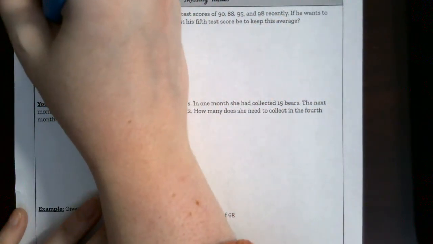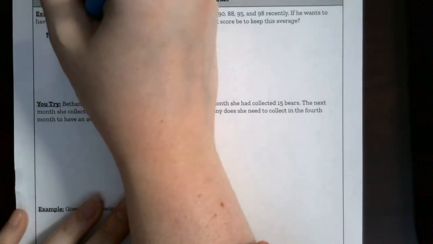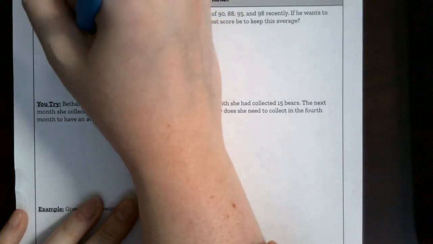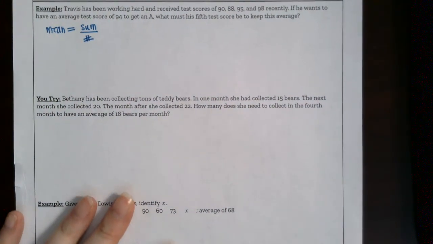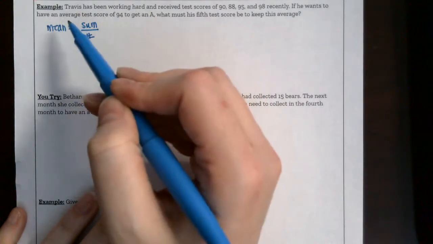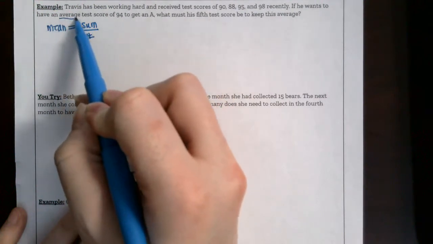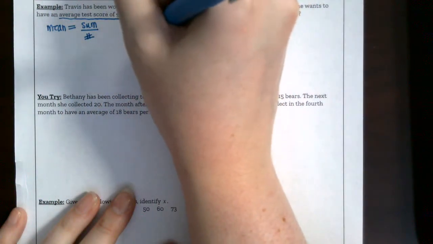And just as a reminder, to calculate the mean by hand, you want to take the sum of your values over the number of values. So you add them all up and then it's over the number that you have. When we're given this information, we actually know the mean. We know the average. It says that he wants an average test score of 94. So I'm going to plug in 94 where the mean is.